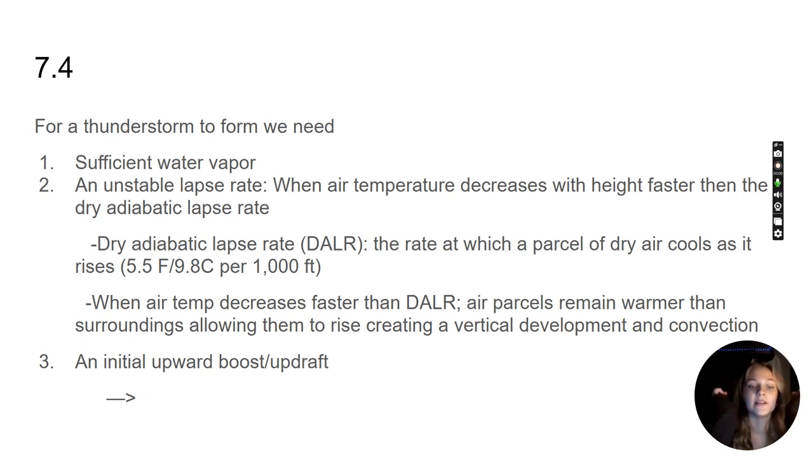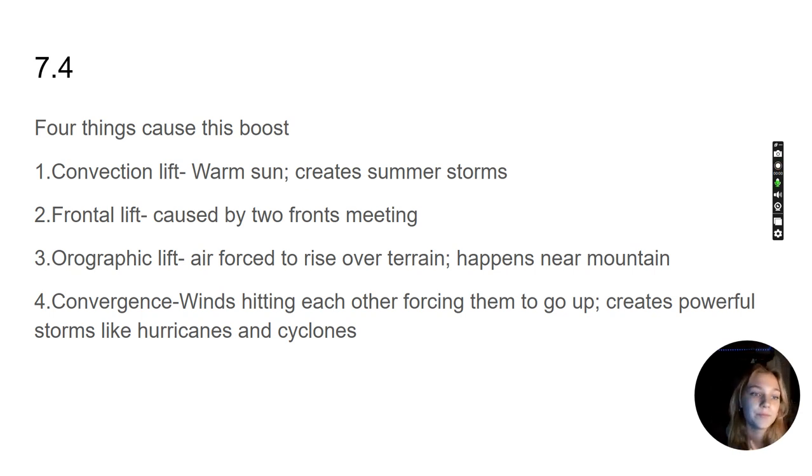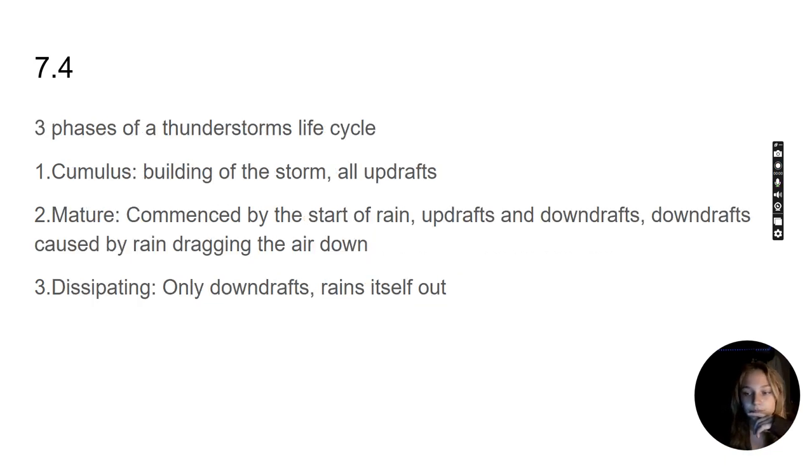Then we have the initial boost upward, or updraft, and those can be caused by multiple things. We have convection lift, which is like the sun creating summer storms. Then we have frontal lift, which is caused by two fronts meeting, which we just went over. Then we have orographic lift, which is air forced to rise over terrain, like near mountains. And then we have convergence, when winds hit each other, forcing them to go up, creating powerful storms like hurricanes and cyclones. That's why they happen near the equator, because that's where the winds like to switch directions, all the way back to the Coriolis effect, I'm pretty sure.